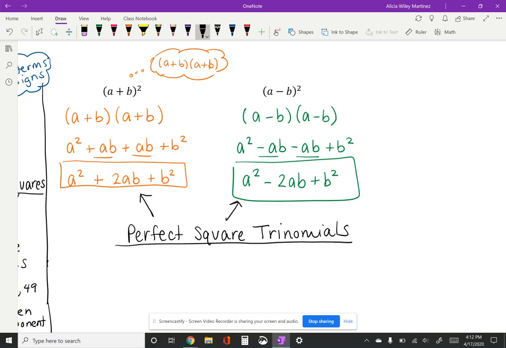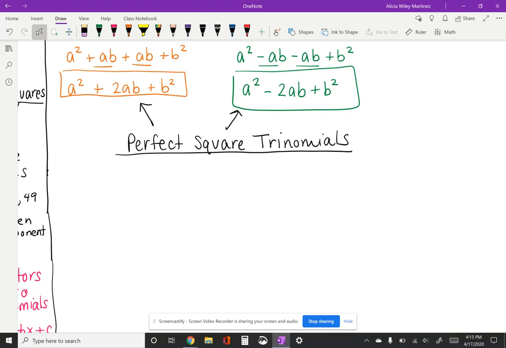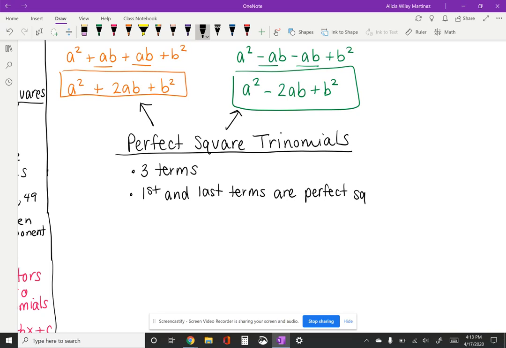Perfect square trinomials is what you get whenever you multiply a binomial times itself. So the way that we can recognize a perfect square trinomial is it will be three terms, and specifically the first and last terms are perfect square values.